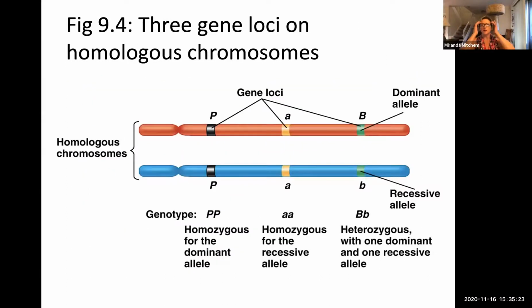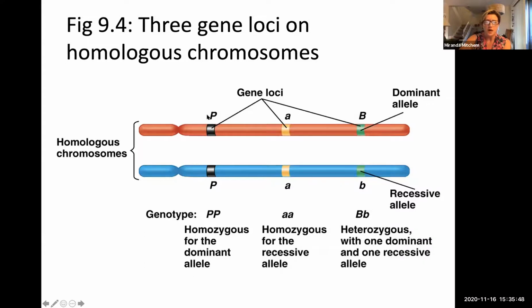Okay, so let's look at an example of this. We've got two homologous chromosomes. We'll just say we've got our blue one and our red one, just to keep it simple. And then we're looking at three different loci. We've got the P locus, the A locus, and the B locus. So we will run through these one by one.